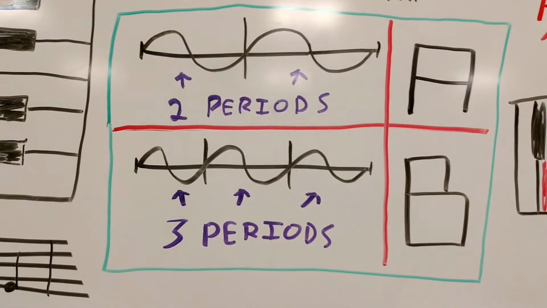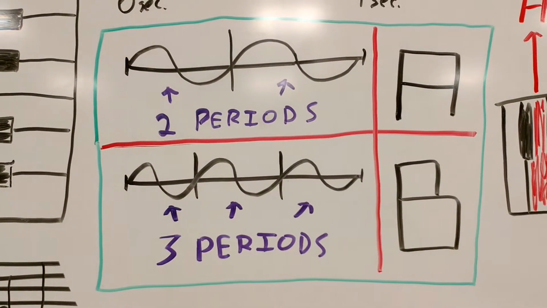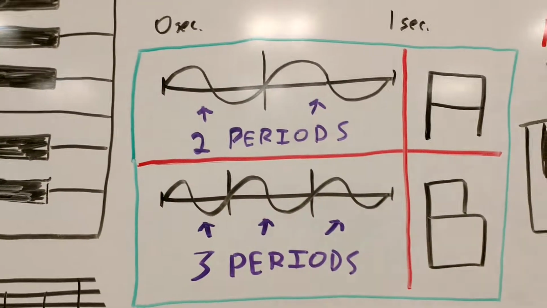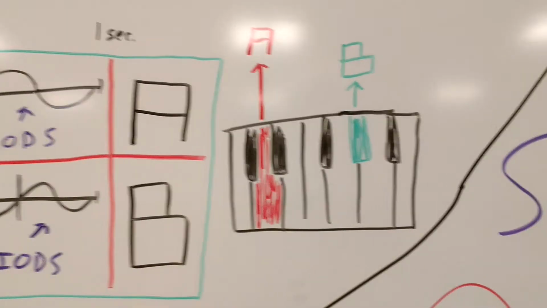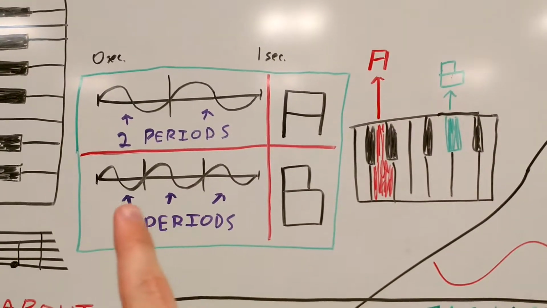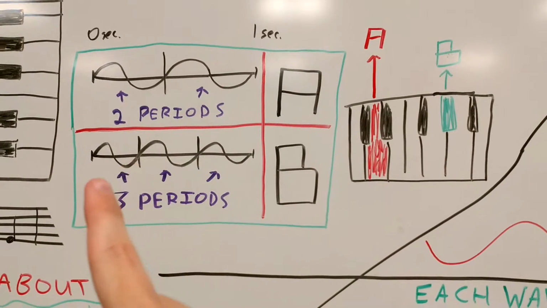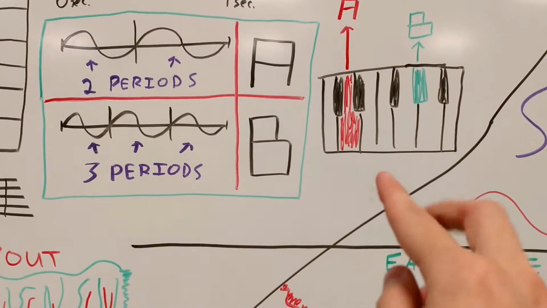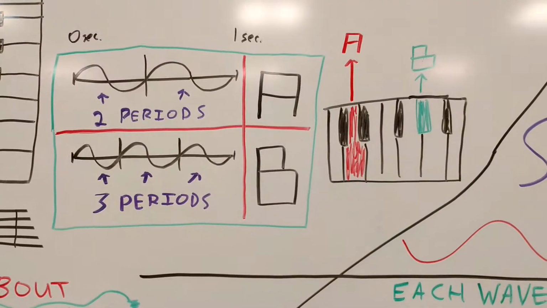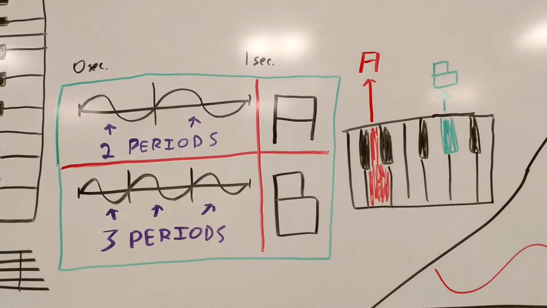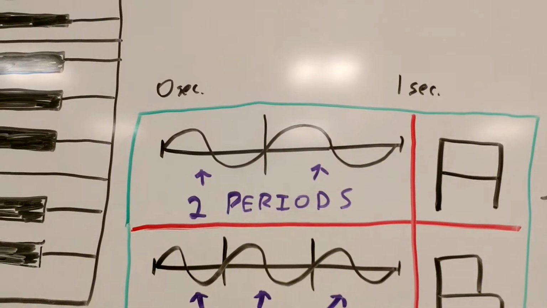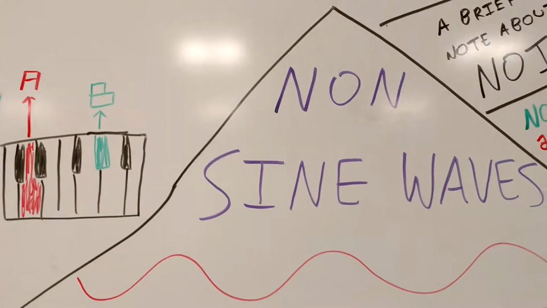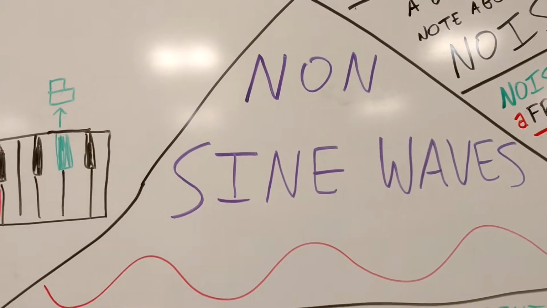So A or B, which one would sound higher as a note on a piano? The answer is B. So the one that repeats itself more, the one that has a higher frequency, is a higher note on a piano. Maybe not these notes, but that's the idea. So far we've only looked at sine waves. Well, what about non-sine waves?